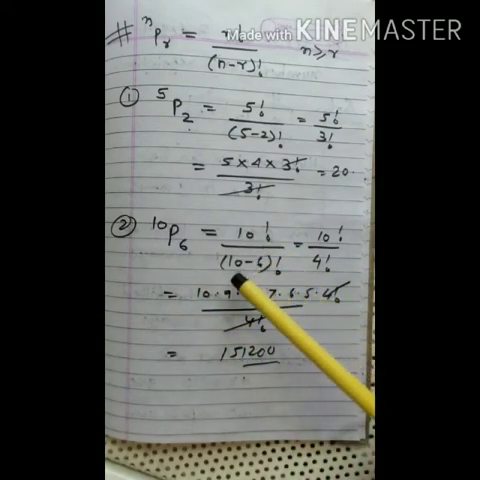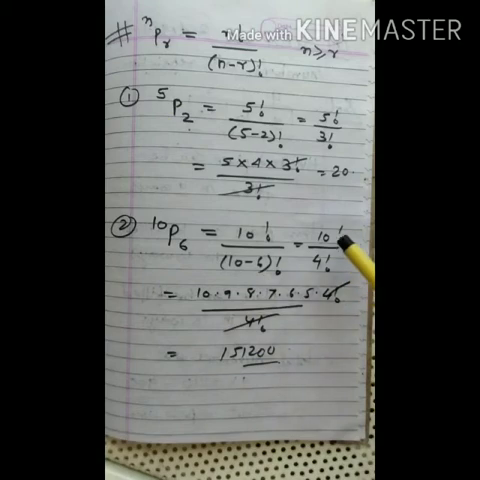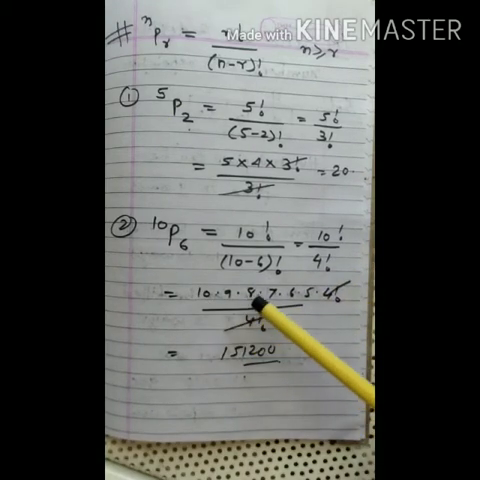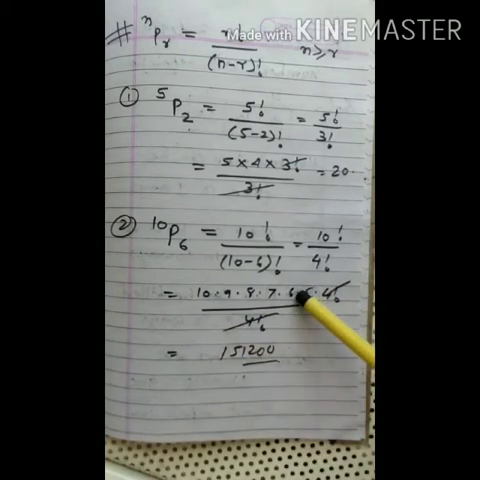10 factorial upon 10 minus 6 factorial, that is 10 factorial upon 4 factorial. 10 factorial can be written as 10, 9, 8, 7, 6, 5, 4 factorial. 4 factorial and 4 factorial cancel out. After multiplying this, we will get the answer.